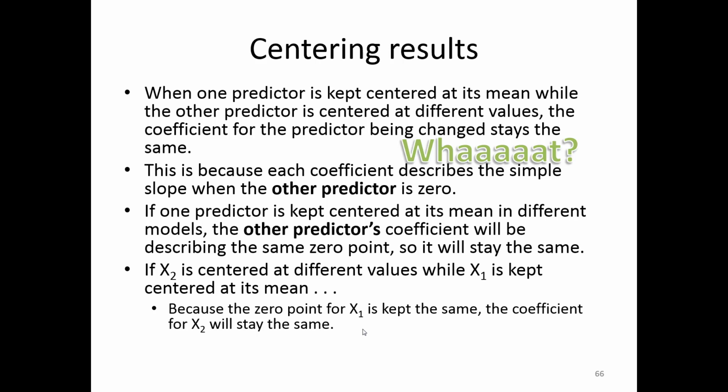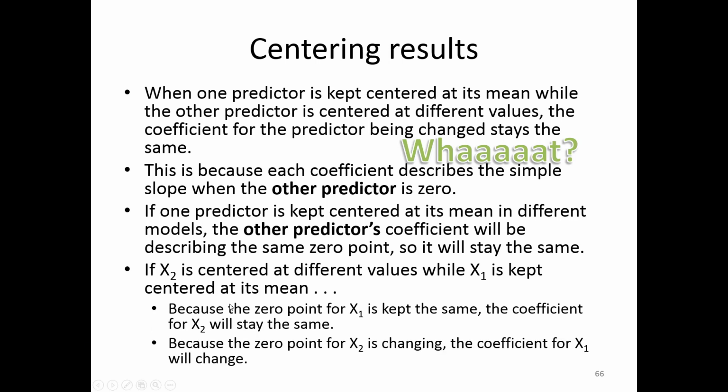So since we didn't change anything about that other predictor, we didn't center it at different values, the coefficient for x2 will not change. So because the 0 point for x2 is changing, the coefficient for the other predictor, x1, is what's going to change. Because now we're looking at a different context, basically, when that 0 point for x2 is different. Okay, so this might take a little bit to understand. It's a little counterintuitive, but it's really describing what an interaction is. So it's the effect of one predictor. When it changes, that changes something about the other predictor and its relationship with the dependent variable.